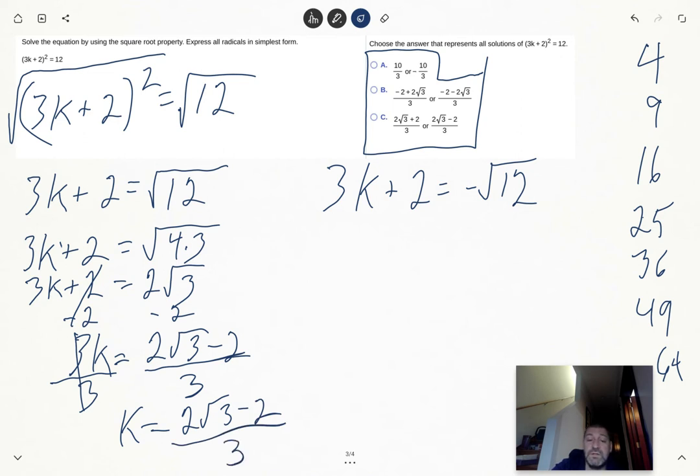And just to peek ahead here, we're going to see if this is in any of our answers up at the top. And that would be this right here. Okay, so let's check out the other side, which should give us that as well.